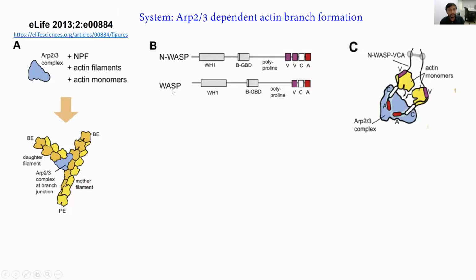N-WASP or WASP belong to that category of NPF, or nucleation promoting factor. Here, at the extreme C terminus, you have this domain called VCA for WASP, and two VCAs for N-WASP, followed by the polyproline or proline-rich domain. The interesting fact about this complex is that ARP2-3 complex can bind to VCA at the same time. It has two binding sites for VCA, and experimentally it has been found that when ARP2-3 is bound to two VCAs simultaneously, that's the most active form of the ARP2-3 complex.